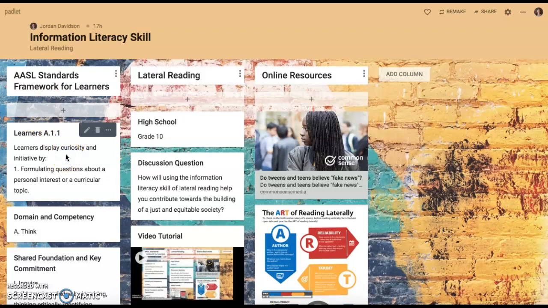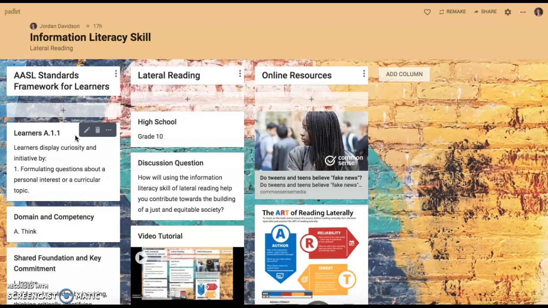Learners display curiosity and initiative by formulating questions about a personal interest or a curricular topic. So students here today will formulate questions as they research online articles and begin to discern fact from fiction. This standard is important to developing lateral reading because with the ease of access and the copious amounts of information on the internet, students more than ever need to know how to decipher fact from fiction.